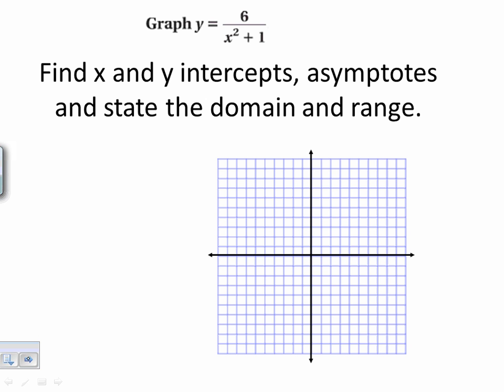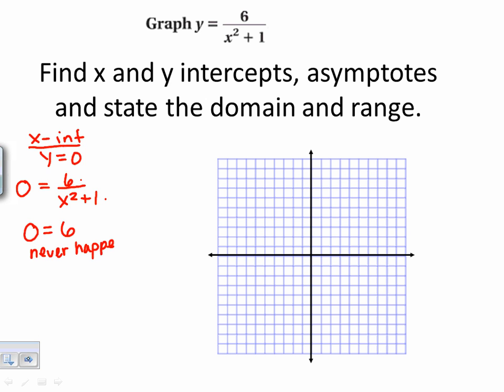Alright, so let's look at this first one. We're going to do all of that we just talked about and make the graph. So let's first find the x-intercept. To do that, I set y equal to 0. So anywhere I see a y, I'm going to plug in 0 for y. So 0 equals 6 divided by x squared plus 1. Well, I really don't care about the denominator. I'm just looking to see where the numerator would equal 0, because 0 over anything would give me 0. And this could never happen. So there are no x-intercepts.